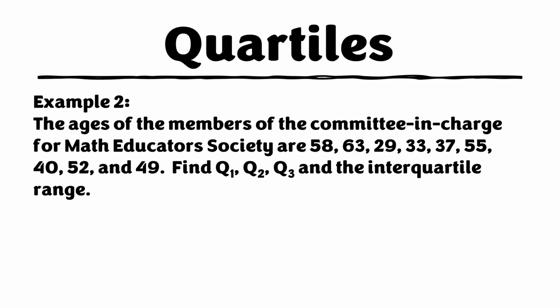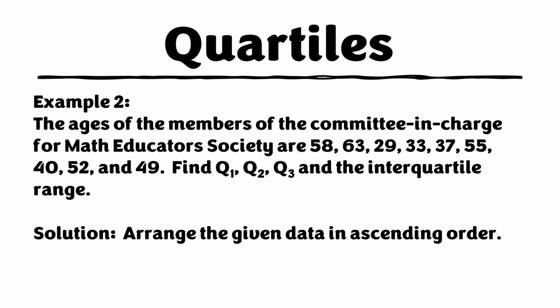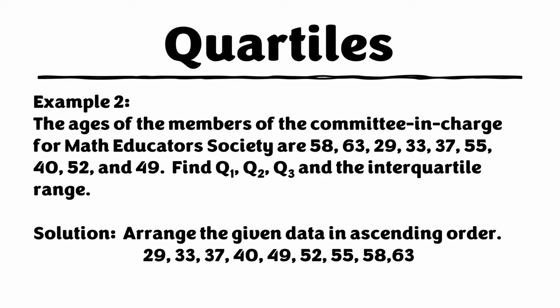So we're going to solve for the value of Q sub 1 or the lower quartile. Q sub 2 is for the middle quartile, and Q sub 3 is for the upper quartile. And we're going to solve also for the value of IR. So first step is we're going to arrange the given data in ascending order, lowest to highest. So we have now 29, 33, 37, 40, 49, 52, 55, 58, and 63.